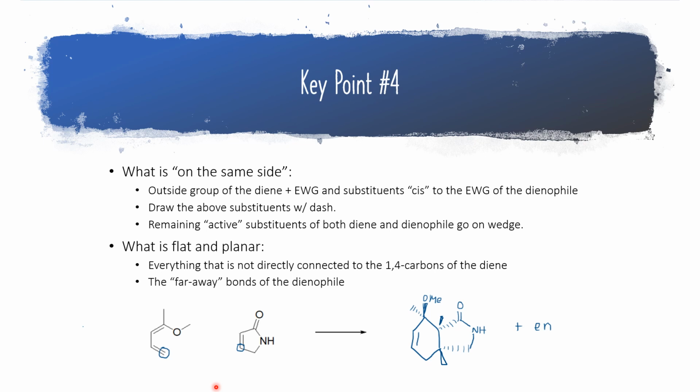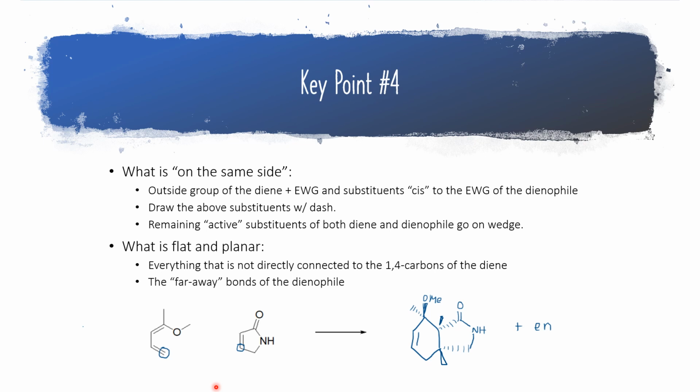This also includes what I call the faraway bonds of the dienophiles. So this means the ones that are not directly part of the carbon-carbon double bond. They are the faraway bonds. You know how when you look onto a shore, if you're nearby, everything seems 3D, but when you look far away, they all just look flat and the same. That's how you can think about the dienophile. Those are not directly on the double bond. They can be flat and planar, or they're not what I call the active substituents.